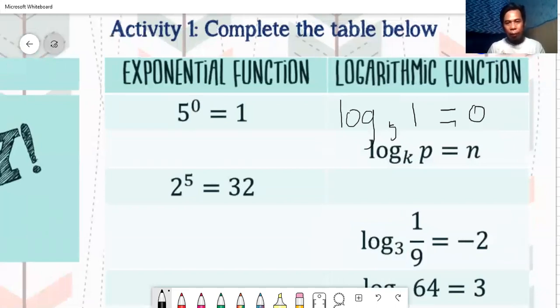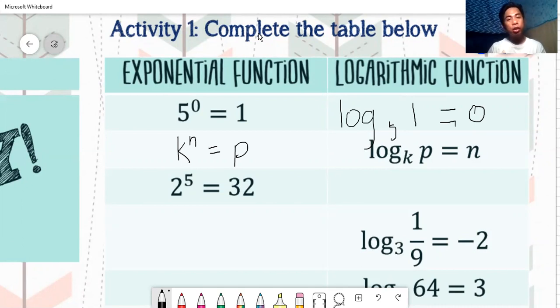Okay, so let's zoom in for you to see. How about this one? The given now is logarithmic. So we will rewrite that as exponential. So we will be having, what's the base? Okay, very good. So what is this? It will become our exponent. So that is k raised to n is equal to, the middle part will be the answer. So p. K raised to n is equal to p. And that is correct.